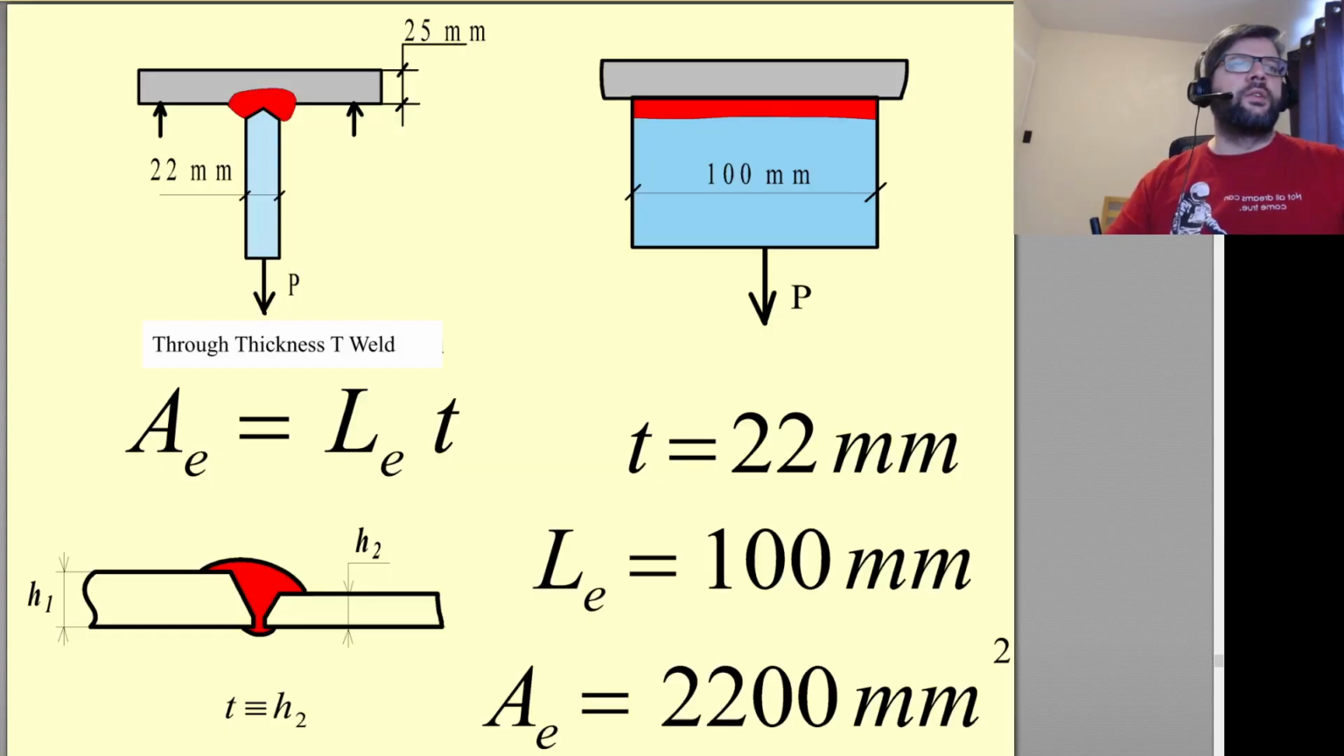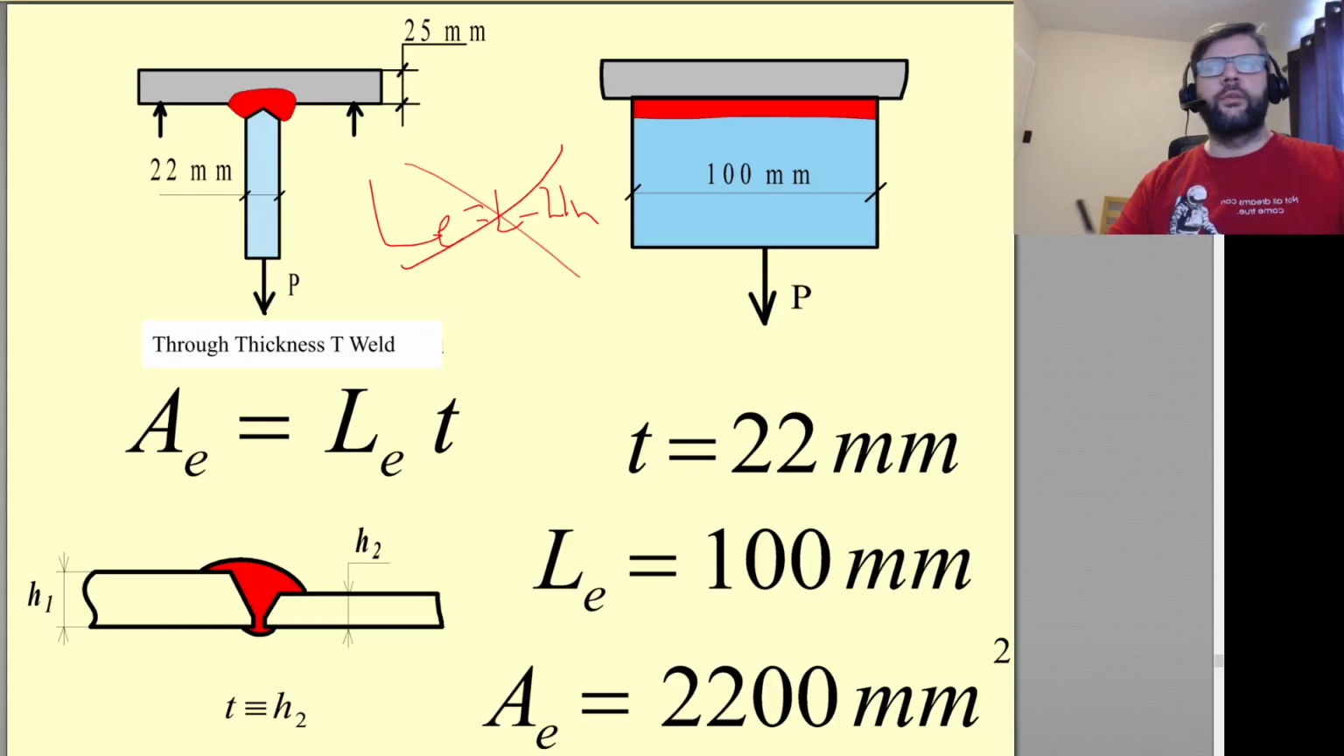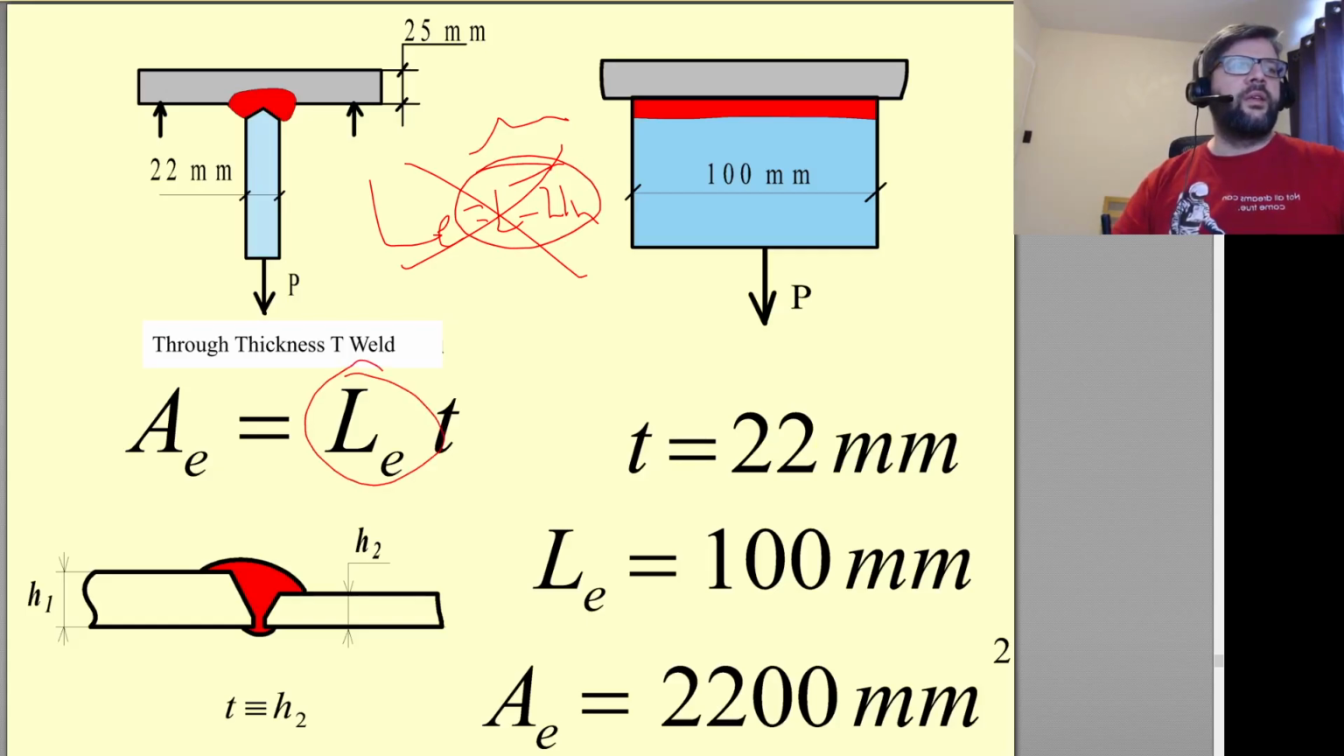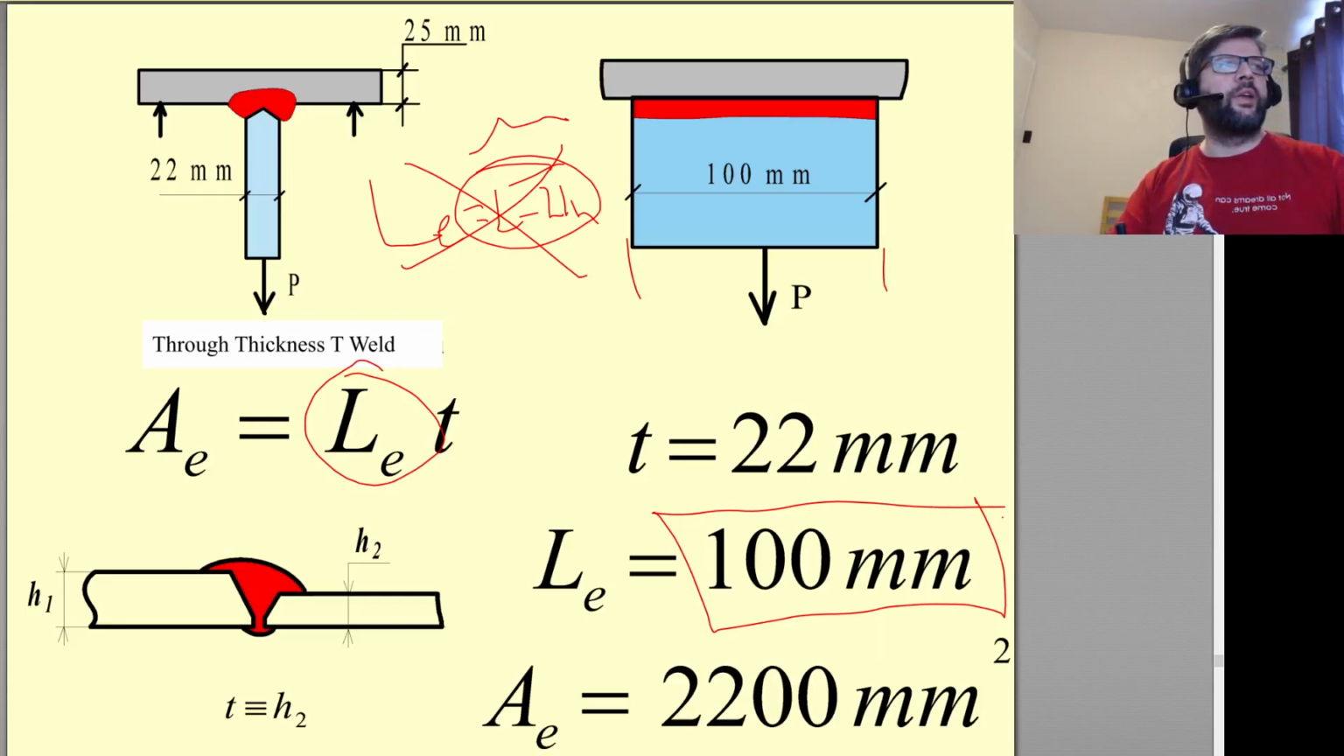So again, what we talked about with LE equal to L minus 2H, that's for the fillet welds. Don't worry about that for butt welds because we don't get that taper going down here. We get the entire length. The effective length is equal to the length overall because we get full penetration all the way across. So in this instance, I've got an effective length of 100 millimeters.